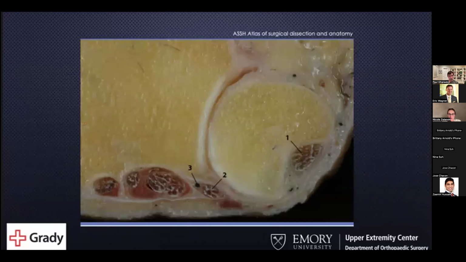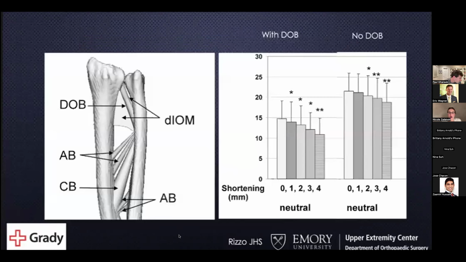But the stability is from a number of structures. The bony alignment and the congruity of the distal ulna and the radius confer some stability. And likely some people have more stability from the bony structure than others. So those that have a very flat notch probably don't have too much stability from this. The distal oblique bundle of the interosseous membrane, again, something I didn't even know existed when I was a resident, actually can confer great stability when it is present.